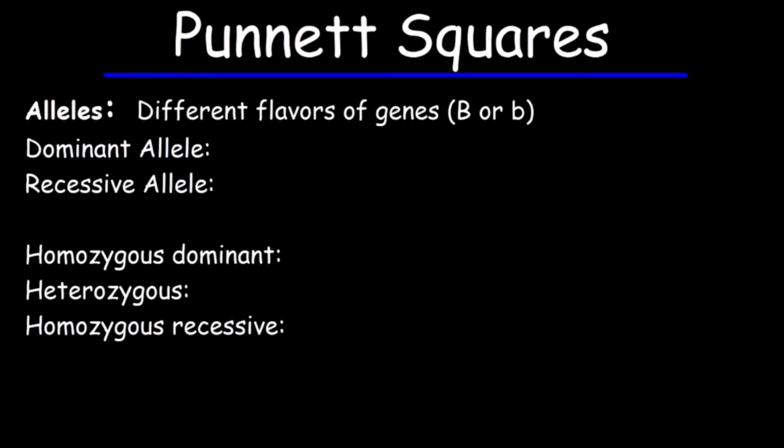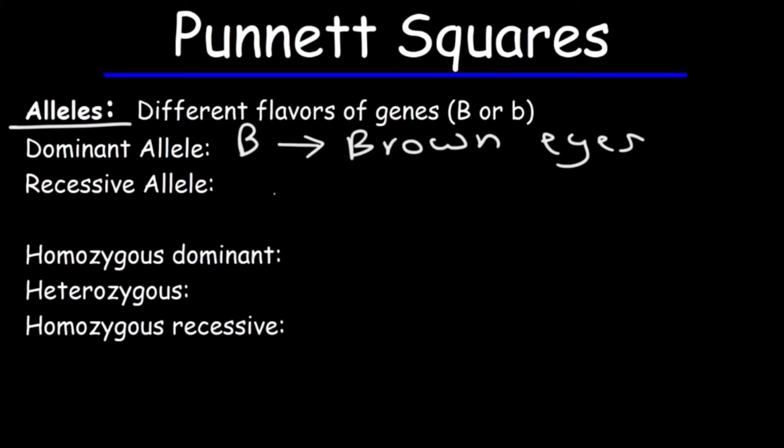Now, before we get into Punnett squares and how to solve problems using them, let's talk about a few things that you need to know. You need to be familiar with alleles, different flavors of genes. And there's two types of alleles typically for one trait. You have the dominant allele, which will be represented by a capital letter, such as capital B for brown eyes. Or you have a recessive allele, which will be the lowercase letter. In this case, it could represent blue eyes.